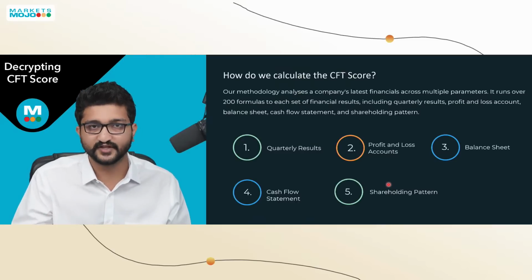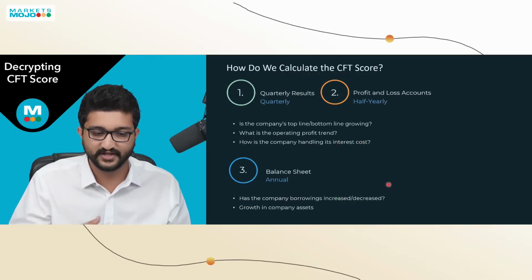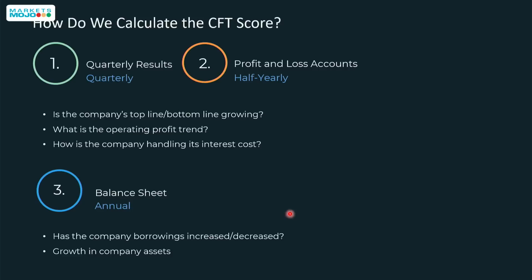Let's go through each of them and see what questions we actually ask the financial results. If you see our quarterly results, and I've also written over here in blue when we receive the data. Quarterly results, as the name suggests, come in quarterly. Profit and loss accounts, we get this half yearly, twice a year. And when we look at these two things, we ask the following questions.